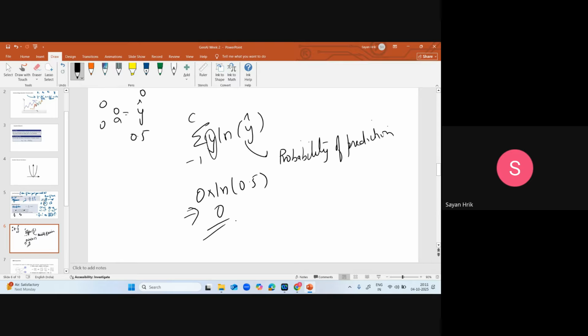In the same way, now if we take class 1, so if the class is 1 and my y hat is say 0.7, this loss will become 1 into ln of 0.7, which is simply ln of 0.7, and this will be some value which you can compute, right?